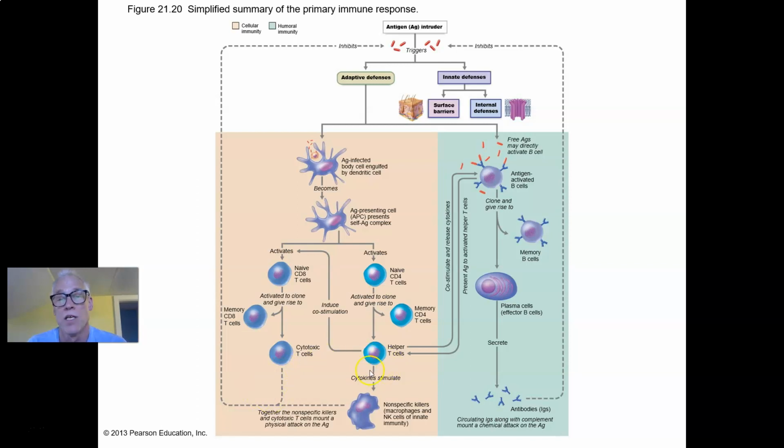Cytokines from helper T cells also go on to activate APCs, macrophages, and so forth, promote inflammation and help the whole system get revved up to another level so that we have everything happening as needed to protect the body from disease.